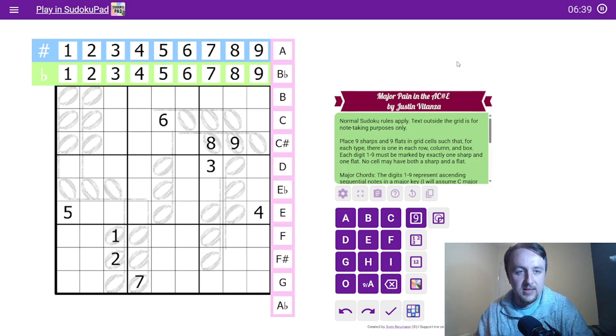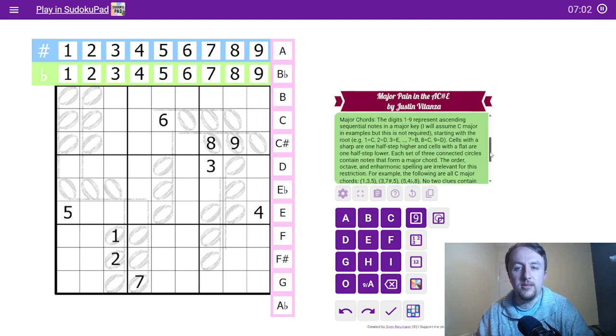So, let's look at the rules. Normal Sudoku rules apply. Text outside the grid is for note-taking purposes only. Place 9 sharps and 9 flats in grid cells, such that for each type there is one in each row, column, and box. Each digit 1 to 9 must be marked by exactly 1 sharp and 1 flat. No cell may have both a sharp and a flat.